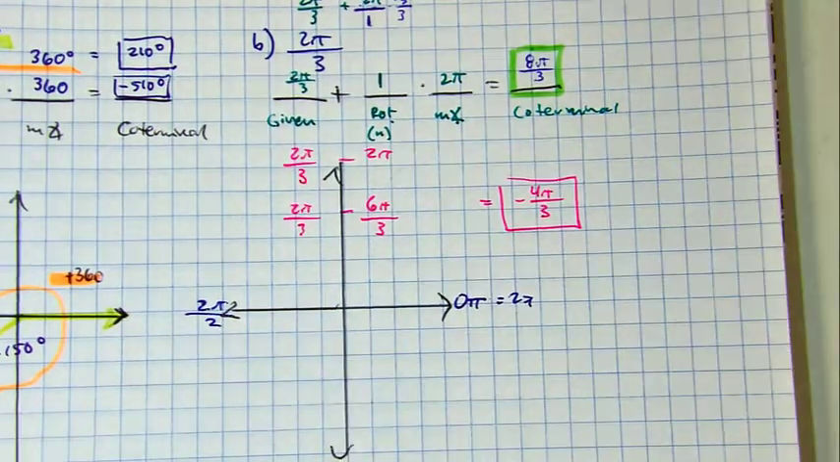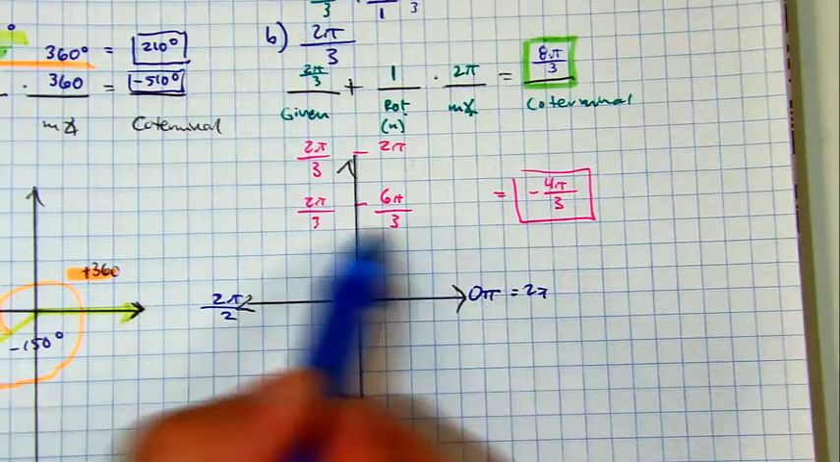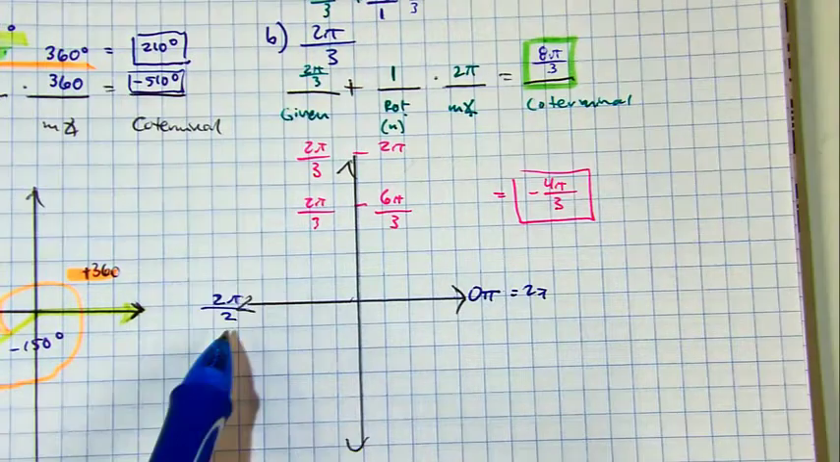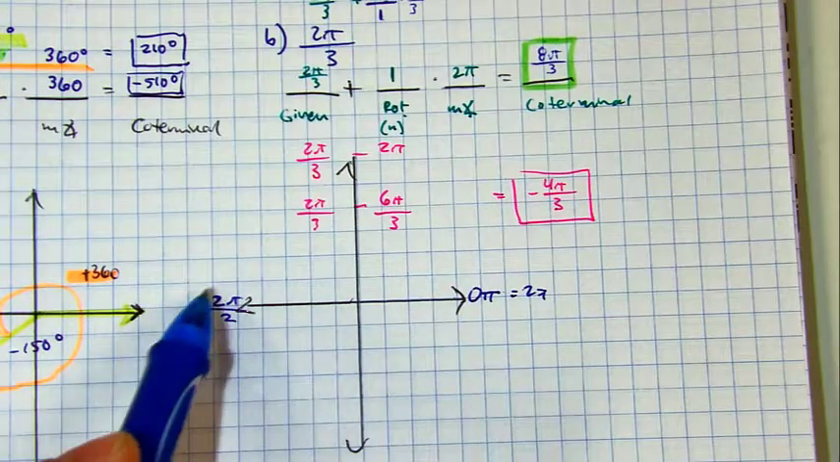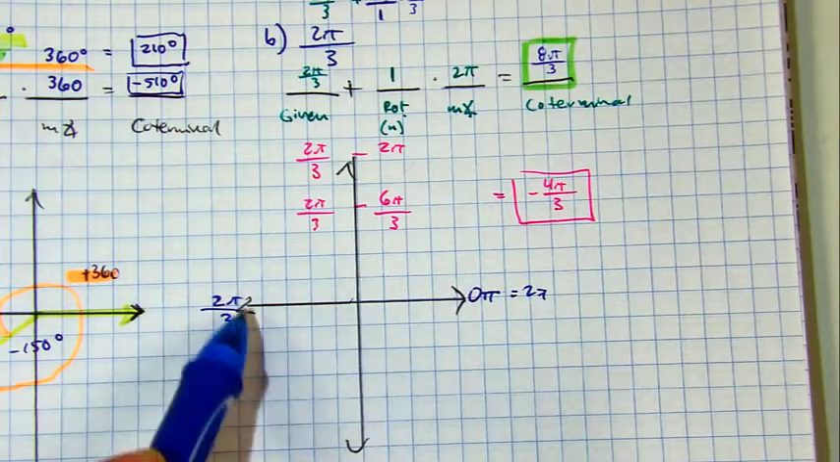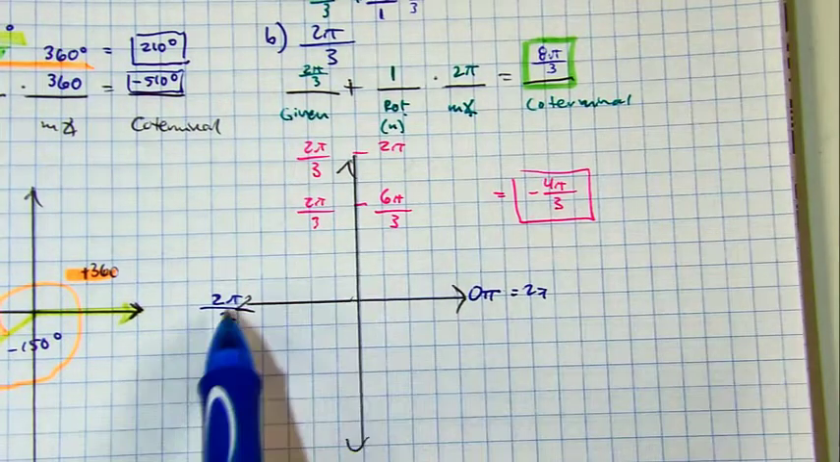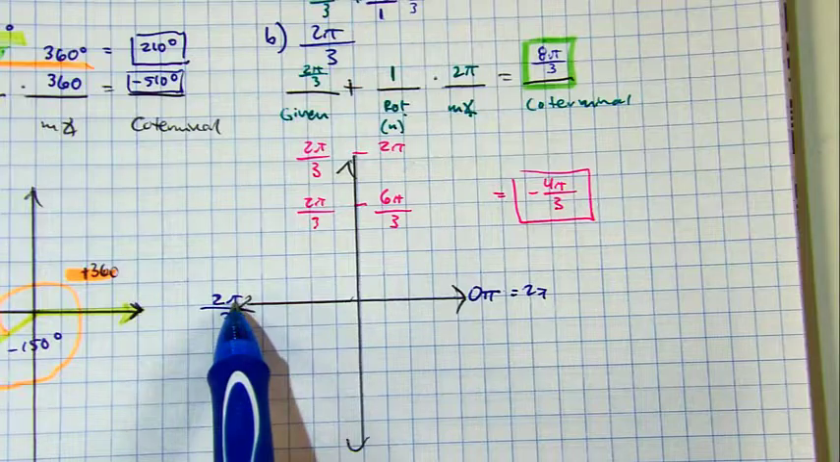1 pi. So instead of 360 degrees or 2 pi for a full rotation, half is just 1 pi, or 180 degrees. Okay? Okay. Let's say you take half of this now. What do we get?